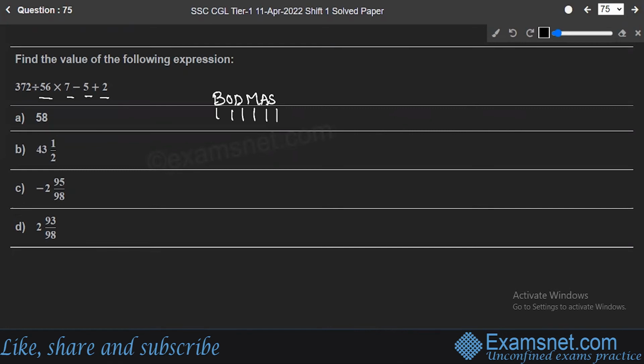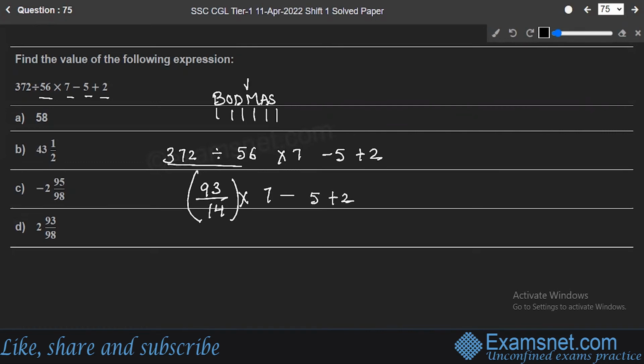Let's go with this simple algebraic expression that you have to solve. So a very easy question. 372 divided by 56 multiplied by 7 minus 5 plus 2. If you are dividing, first of all, this will go with the division. You will get 93 upon 14. This whole multiplied by 7 minus 5 plus 2.